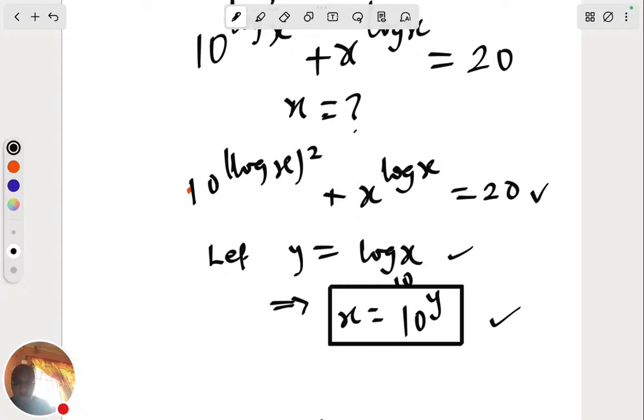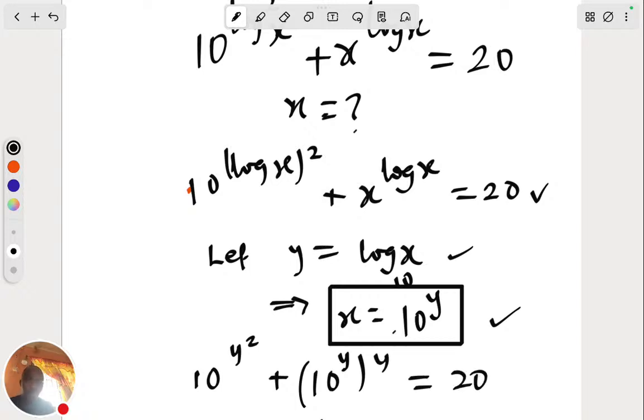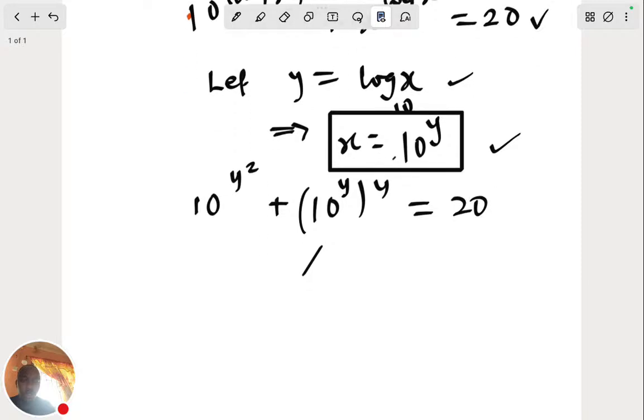So we're going to have 10 to the power of y, all to the power of 2, plus x, which is now 10 to the power of y, to the power of log x, which is the same thing as y. Then equals 20. Are you following? So moving on.